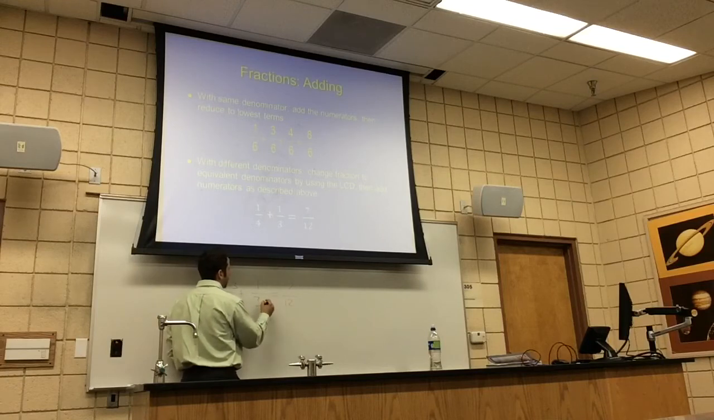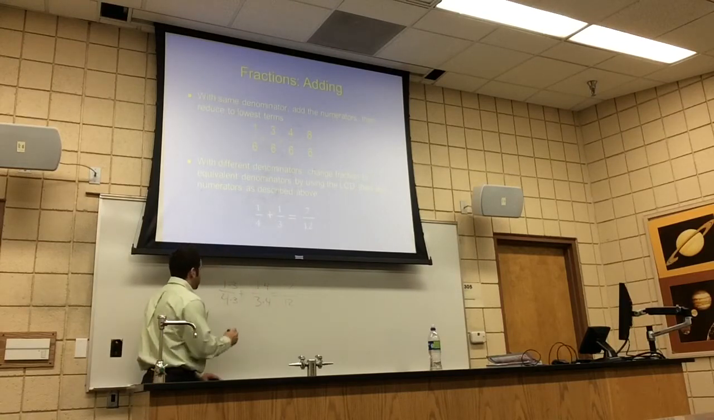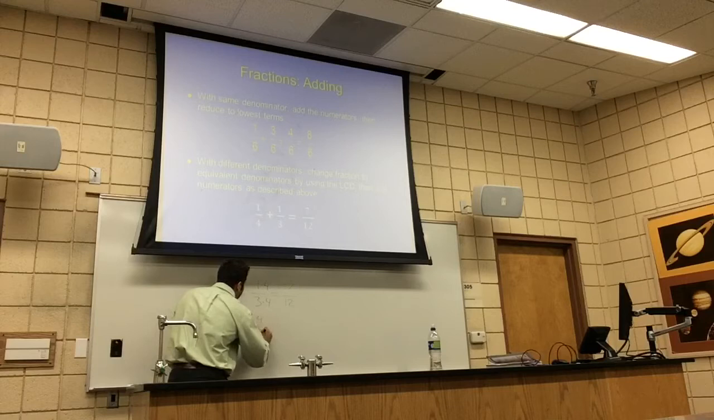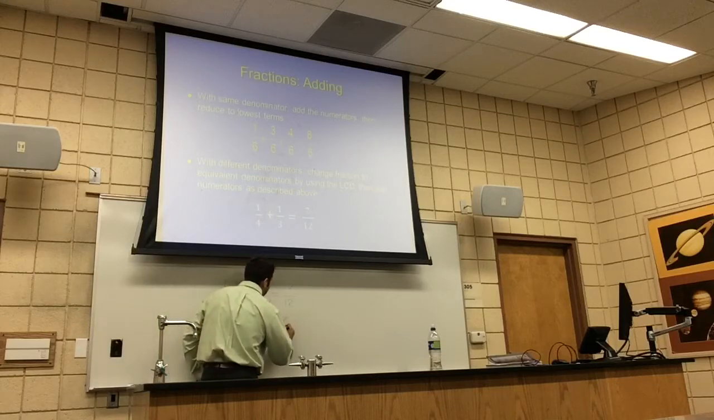3 times what? 4. 4, right? So if I did it to the bottom, I need to do it to the top. Okay? So now I have 3/12 plus 4/12. Then we can add 3 and 4 equals 7/12.